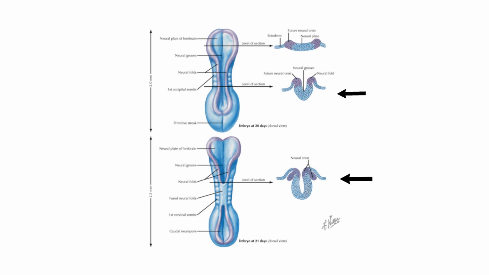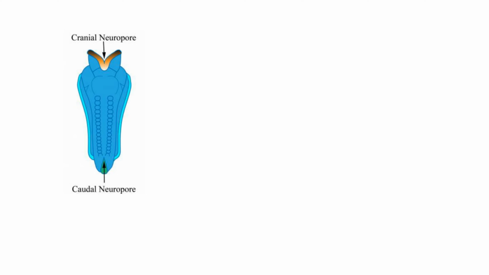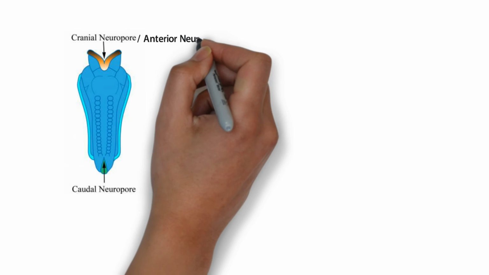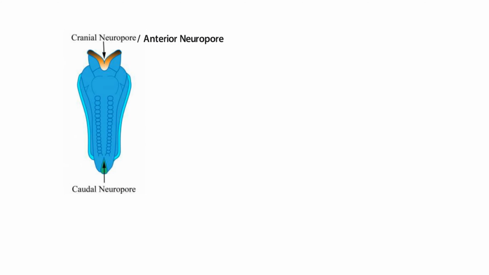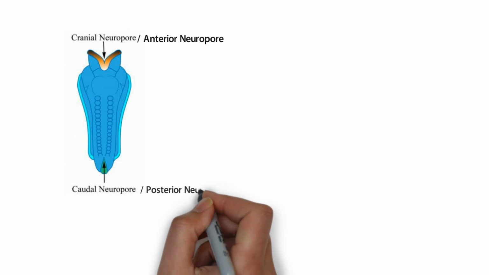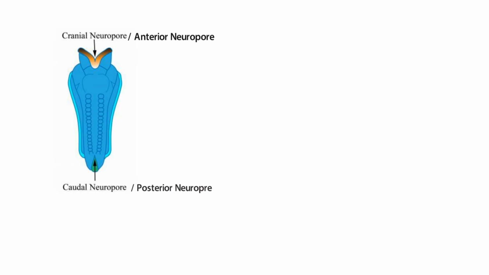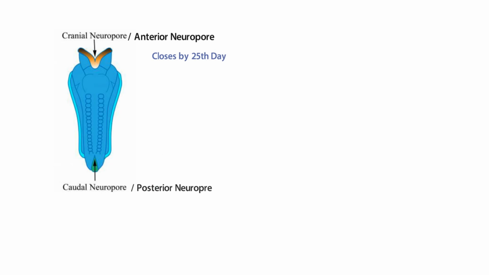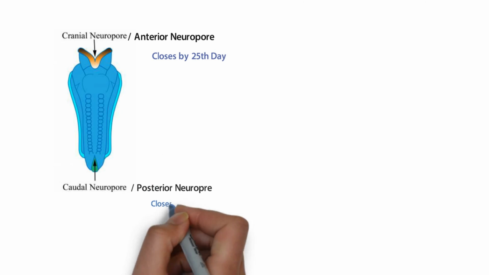Now we are going to look at the dorsal view of the same embryo at the same time period. The dorsal view of the neural tube looks like this diagram. The upper portion shows the cranial neuropore, which is also called the anterior neuropore, and this lower section shows the caudal neuropore, which is also called the posterior neuropore. Ideally, the anterior neuropore closes around the 25th day, while the posterior neuropore closes around the 28th day.